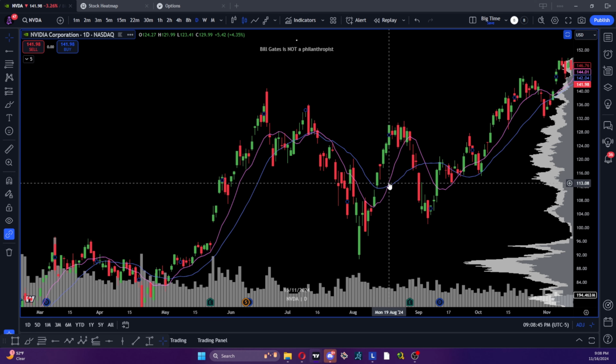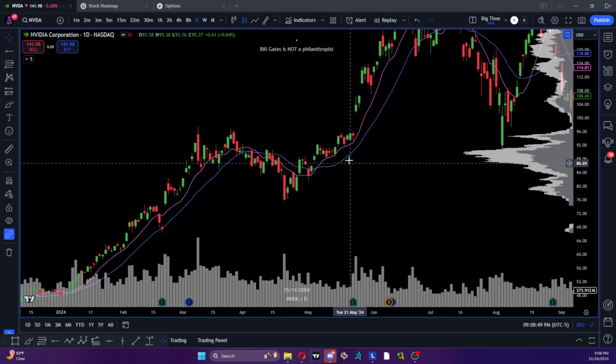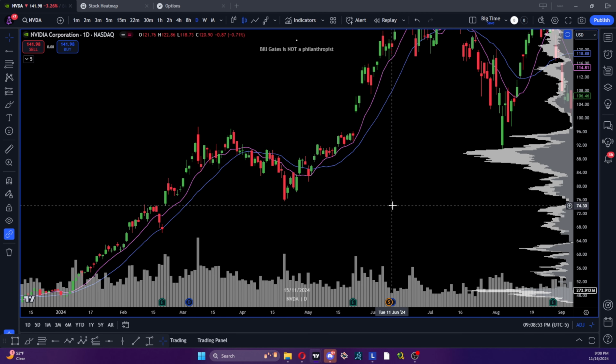We have a crossover here, bullish. Cross again, that's bearish. Now, take into account that a simple moving average lags in comparison to an EMA. An EMA is much more reactive. But what I like to do is use the SMAs for swing trades on a daily.